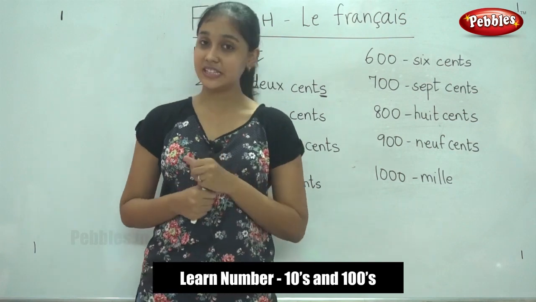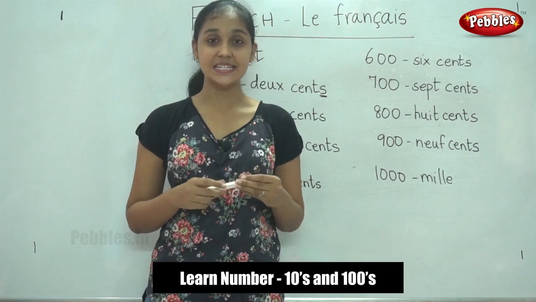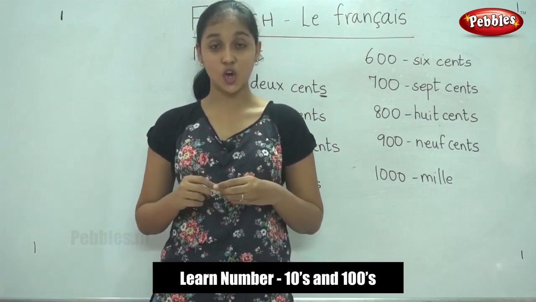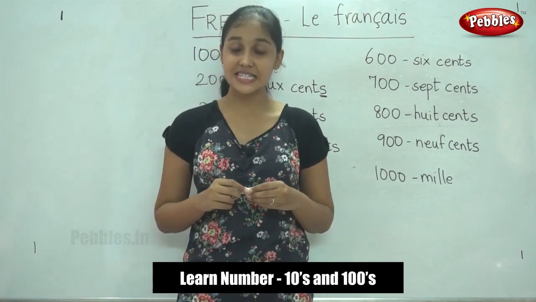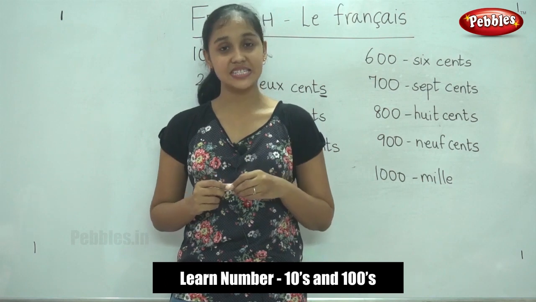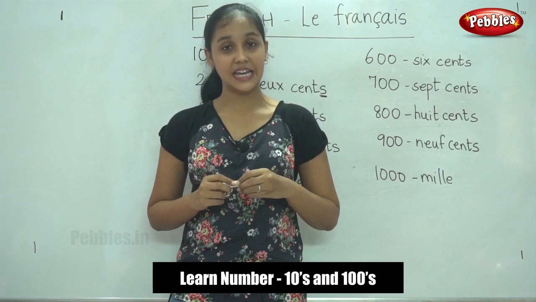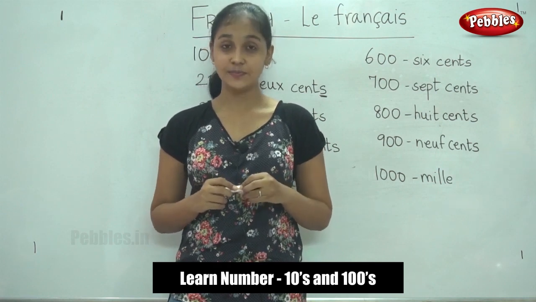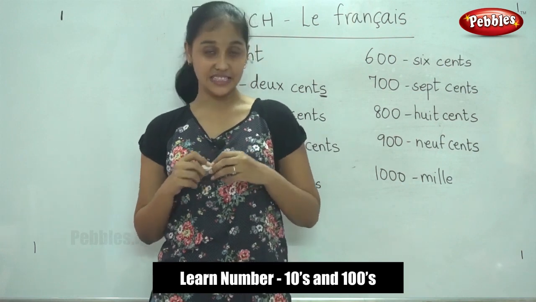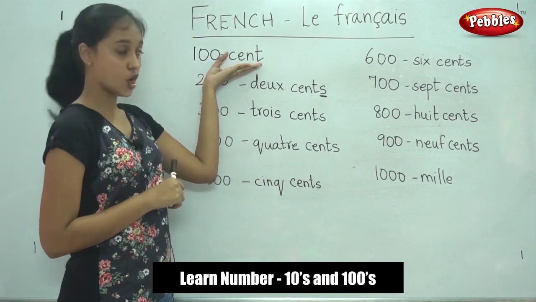And then for number 30 it is 30. For number 40 it is 40. For number 50 it is 50. For number 60 it is 60. For number 70 it is 70. For number 80 it is 80. For number 90 it is 90. And for number 100 it is 100.